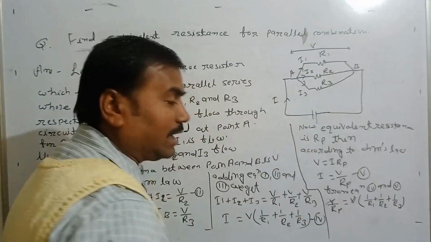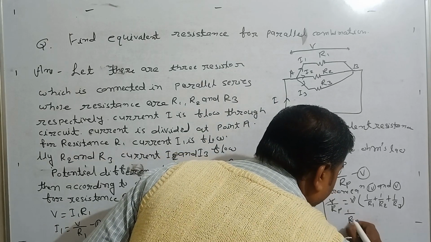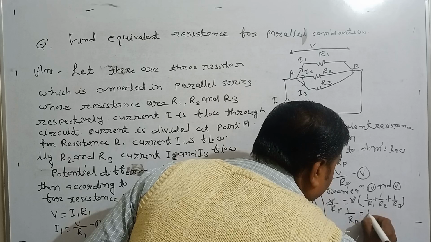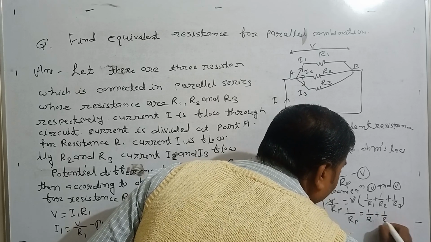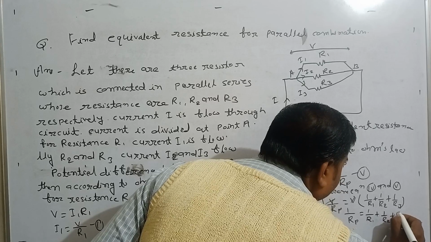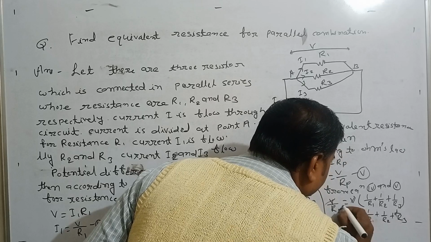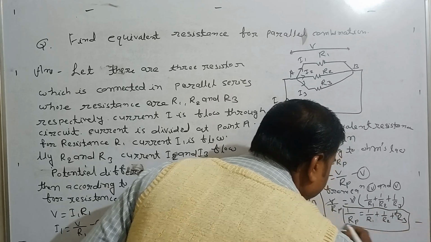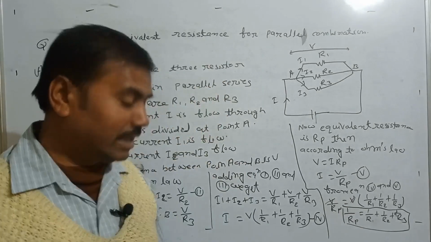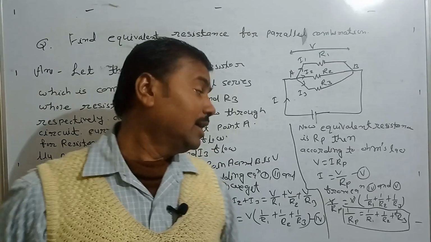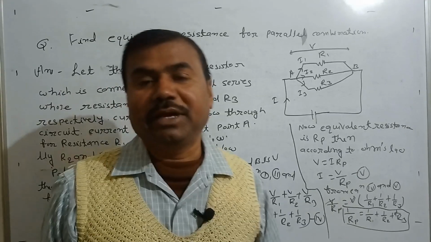V cancels with V, so 1 by Rp is equal to 1 by R1 plus 1 by R2 plus 1 by R3. This is the required equivalent resistance for parallel series, parallel combination.